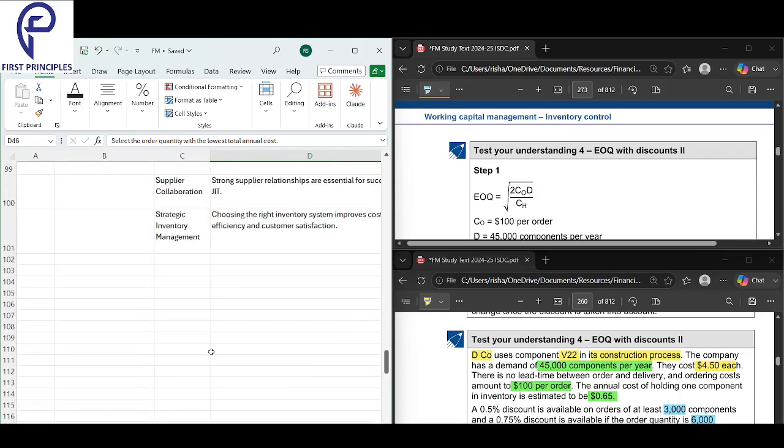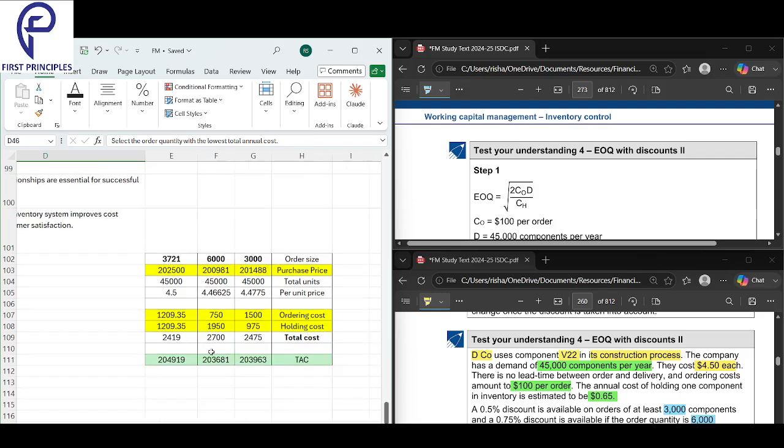So the same thing we have just done. Total annual cost is the lowest. Do you understand what is happening? This is your total annual cost, and you have to take wherever the total annual cost is lowest. That's it. At 6,000, at 3,000, at 3,721, at all of them, whichever is lowest, just go for it there.